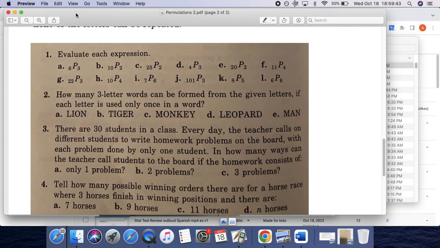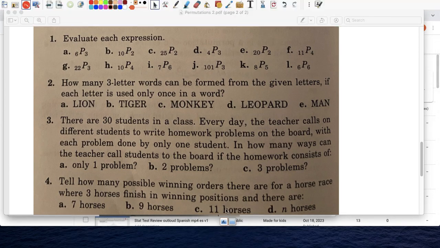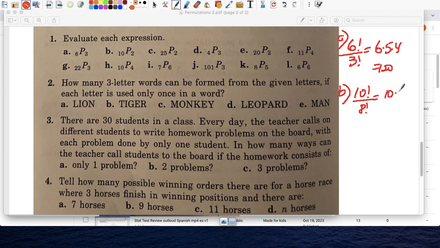All right, just a few more. A, I'm quickly going to do that, would be 6 factorial over 3 factorial. If you simplify, it becomes 6 times 5 times 4, so that's A, right? That's 120. B is 10 factorial over 10 minus 2, 8 factorial. If you simplify, you're just left with 10 times 9, which is 90.